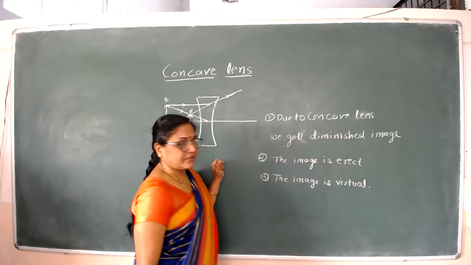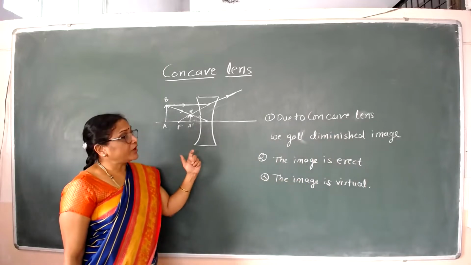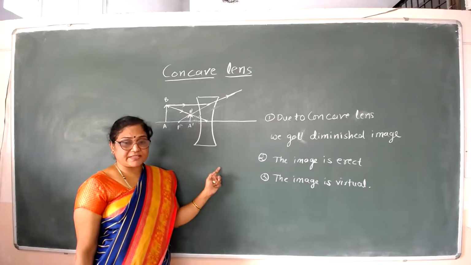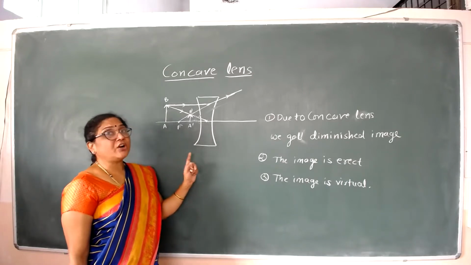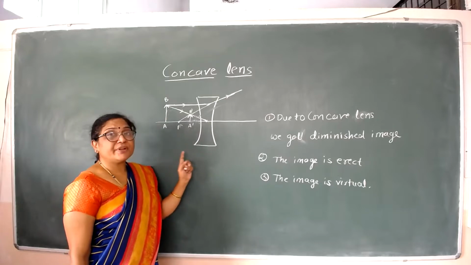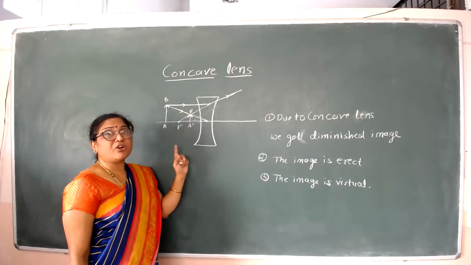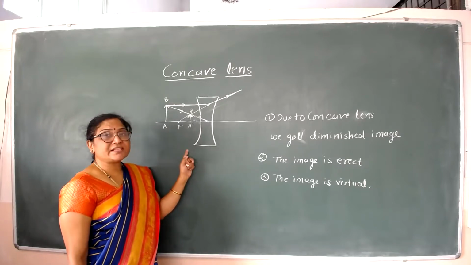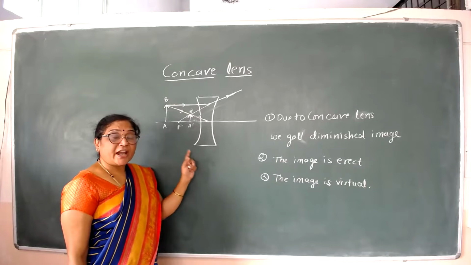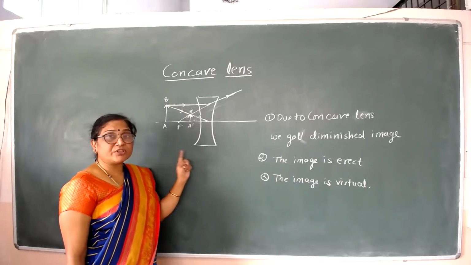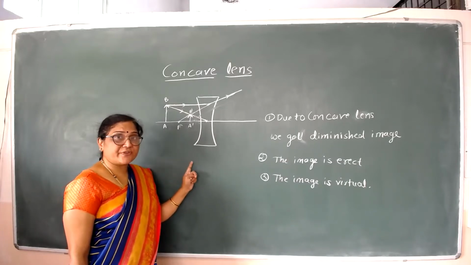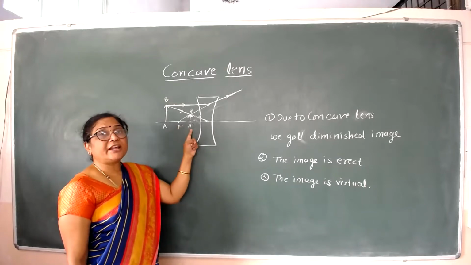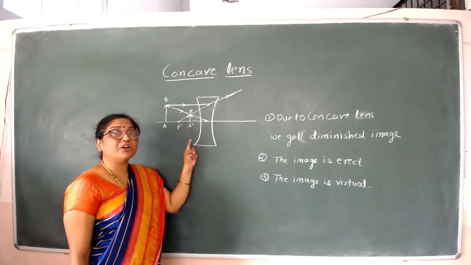The image is virtual. Then the question arises: what is the difference between the virtual image due to the convex lens and the virtual image due to the concave lens? The difference is that the image due to the convex lens is always magnified. We get a virtual image from the convex lens when the object is situated between the optic center and the principal focus.